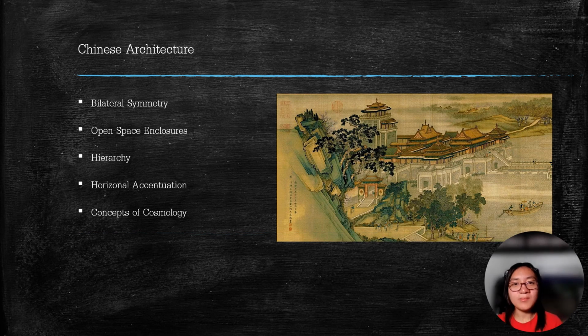To give a brief summary of Chinese architecture before diving into the vernacular side of things, the Chinese built with symmetry in mind. They created open space enclosures, and their buildings had a sense of hierarchy, which can be seen in the rooflines and the placement in relation to each other. They built outwards and not upwards most of the time because they achieved grandeur from the sheer scale of the footprints of their structures.